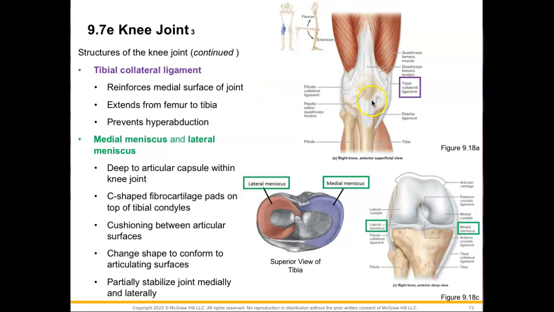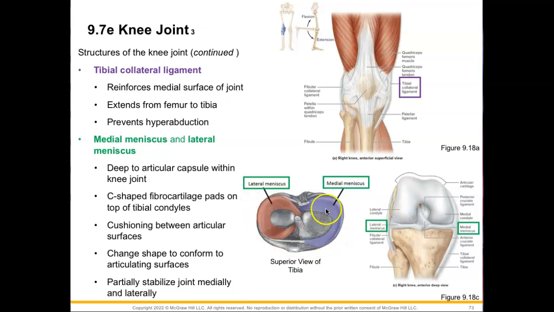Now sitting on top of the tibia, we can't really see it over here, but you can see it in this view where some of those ligaments and the patella and tendons have been cut out of the way. We see our medial and lateral menisci. Menisci is plural, meniscus is singular, and this is deep to our articular cartilage of the knee joint.